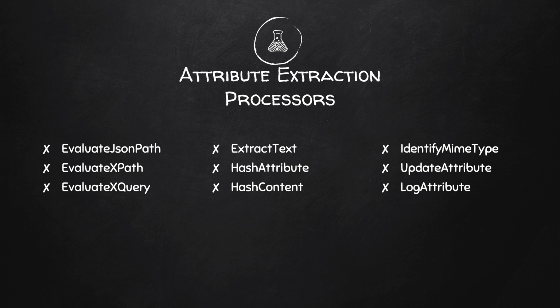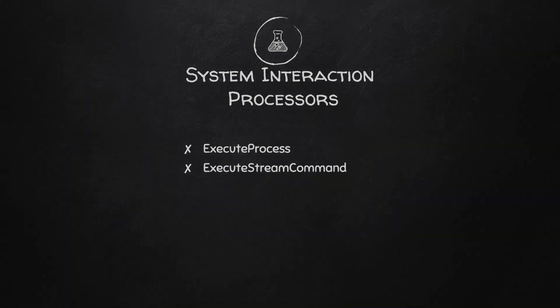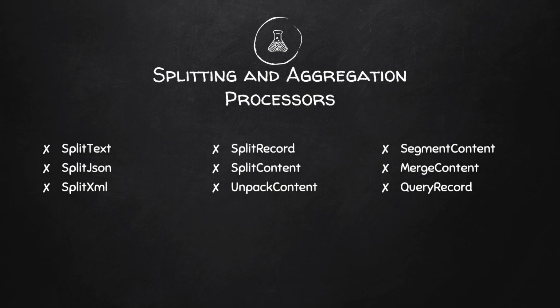The next type of processes is system interaction processes. This set of processes in NiFi supports us to run an OS specific command specified by the user and writes the output of that command to a flow file. The next type of processes is splitting and aggregation processes. These processes help us to split or aggregate data according to our requirement.